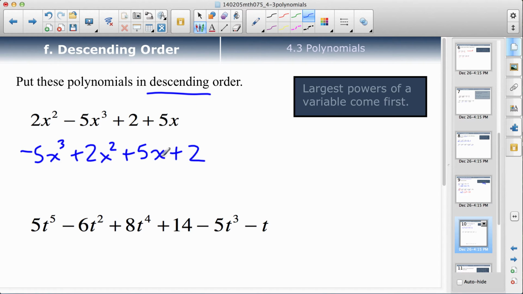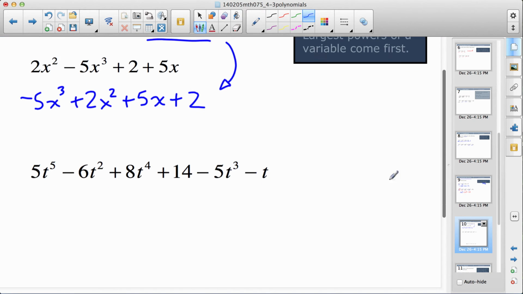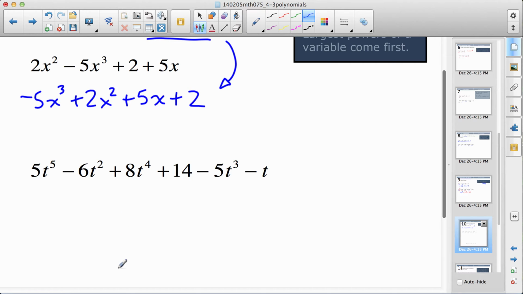If you have them mixed up a little bit and they say that they don't care if it's in descending order, that's fine. But it turns out that in some operations like synthetic division, you have to have things in descending order for things to work. Try and do that one down there in descending order. Press pause and then go again.